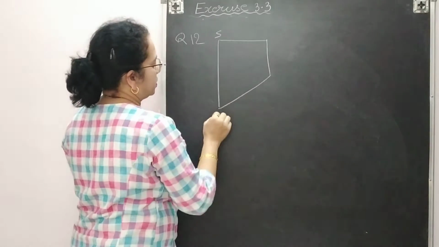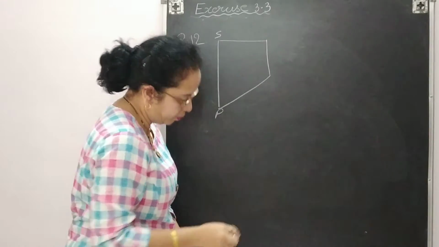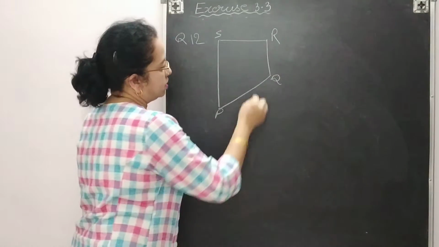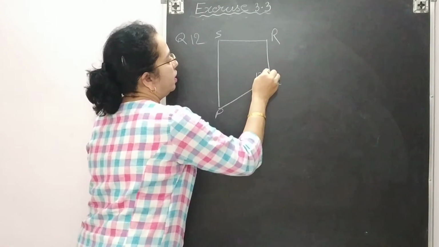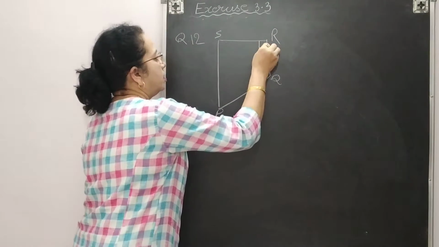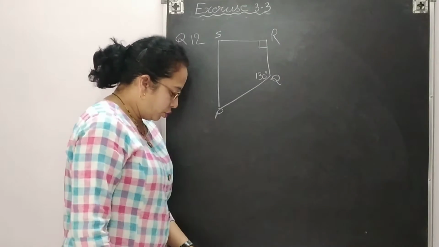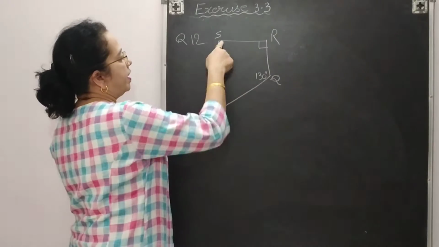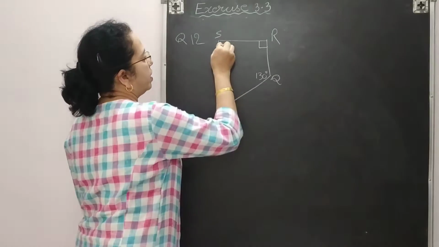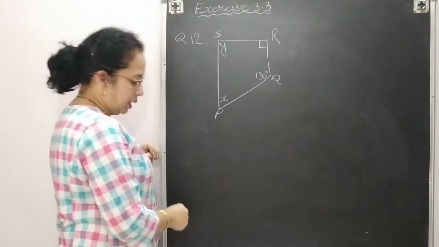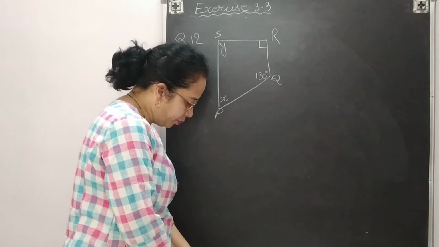This is S, P, Q and R, and here this angle is given 130 degrees and this angle is 90 degrees. So you need to find your angle P and angle S. So you can write down x and y also.